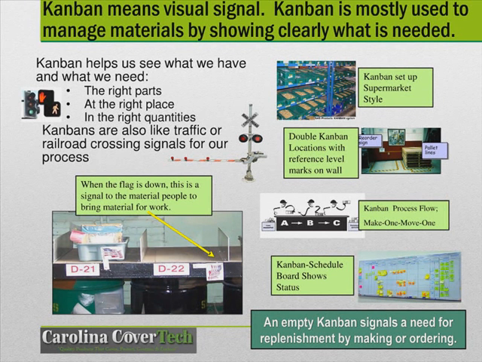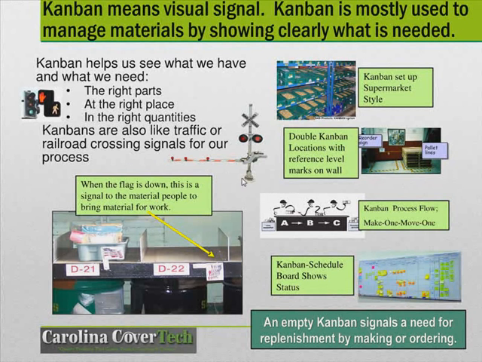So Kanban means, as we said, visual signal. Kanban is mostly used to manage the materials throughout our process by showing clearly what is needed, whether it's work in process or the materials that need to be brought to the process so that we can continue working. So Kanban helps us to see what we have and what we need. It is the right parts at the right place and the right quantity. So Kanbans are like traffic signals or railroad crossing signals for our processes.